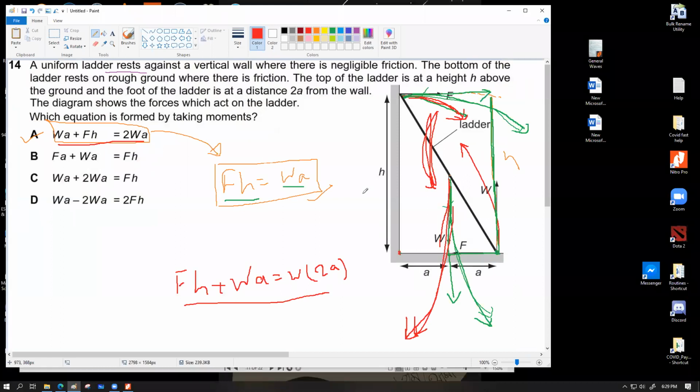How do FH and WA cancel out each other? Here they don't cancel out each other. Here these two get added because they are both clockwise, and this one was anti-clockwise. Mathematically, you can get this question in this one as well.